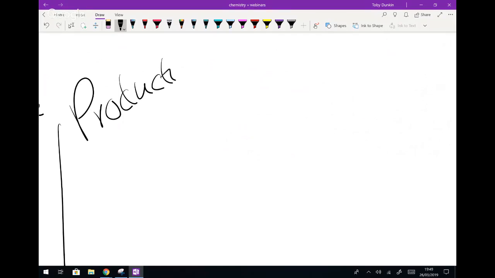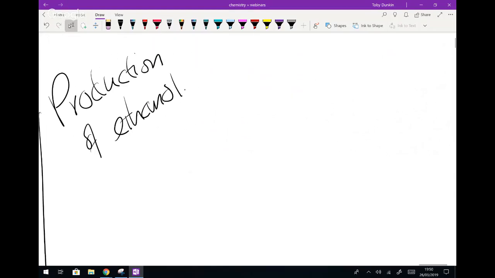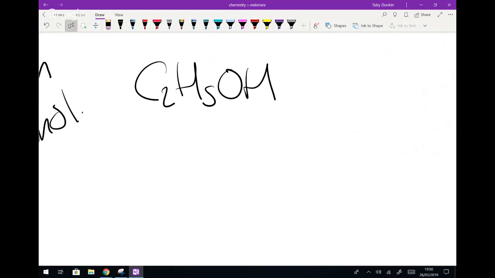So production of ethanol. Now, there's a whole load of nice things I want to comment on this one. It's part of organic chemistry. The first thing I want to do is quickly mention some formulae that you're going to come across and you're very likely to see in your exam. The first one is C2H5OH. I hate this formula, but you're probably going to see it, so please recognize it.